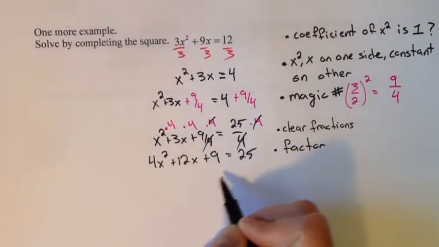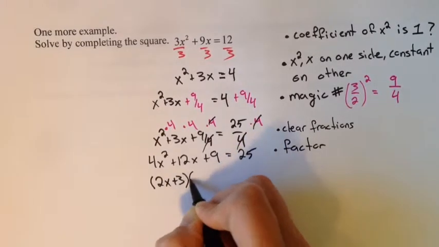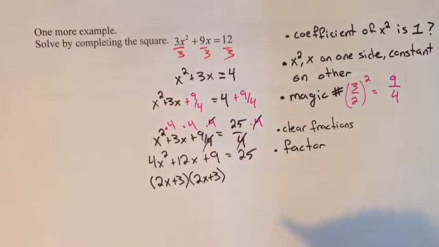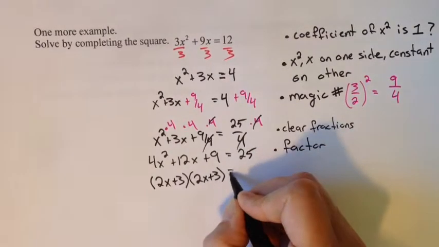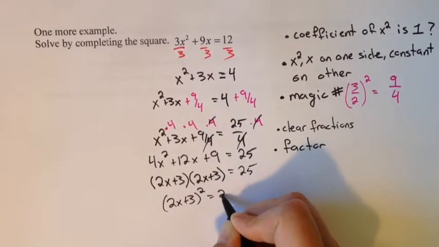I look at my left-hand side, and I happen to notice that it factors as 2x plus 3 multiplied by 2x plus 3. If you don't see that right away, that's okay. You can always go back and use the a times c method, maybe do a little scratch work off to the side to get that to factor. So now I have 2x plus 3 squared equals 25.